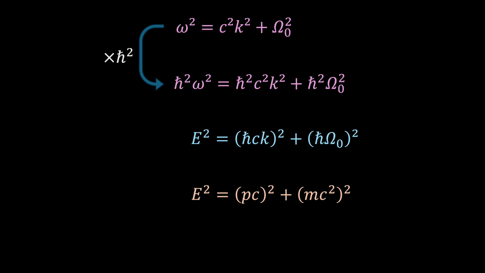The comparison is striking. We can make the match exact if we identify p equals h bar k and m equals h bar omega naught divided by c squared. So the quantum of this modified field behaves exactly like a relativistic particle with momentum p and mass m. And we see that the minimum frequency, omega naught, determines the mass of the quanta of the field. Okay, so the modified wave equation describes a field whose quanta behave like massive particles.